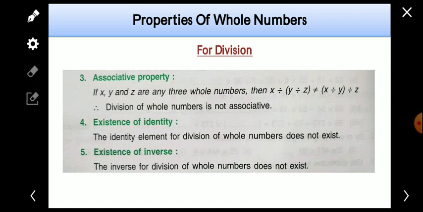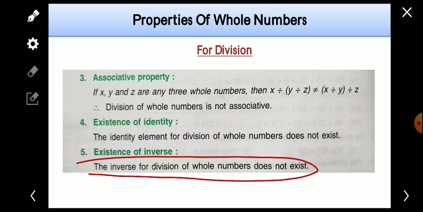I hope that you have understood. Now, existence of inverse. The inverse of division also does not exist. If you try to make the inverse, then the answer will be different. I hope that you understood.